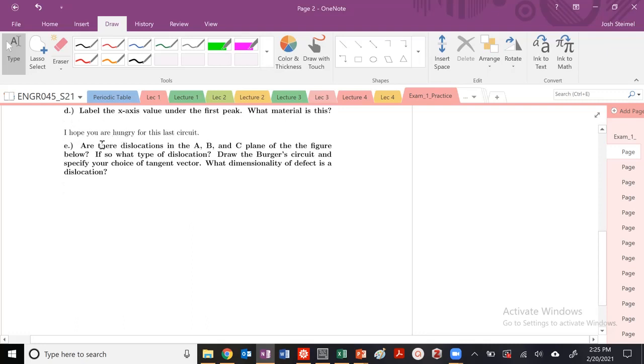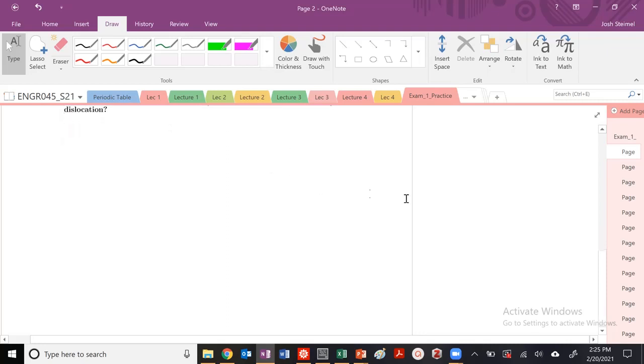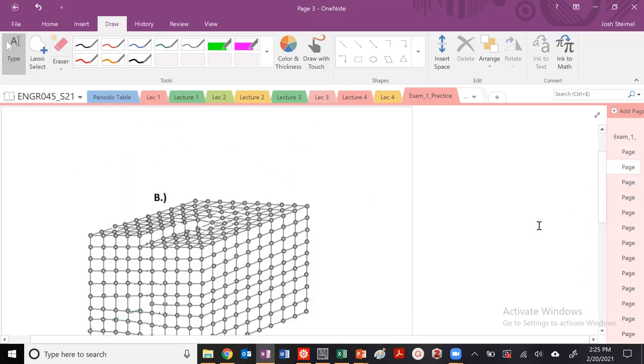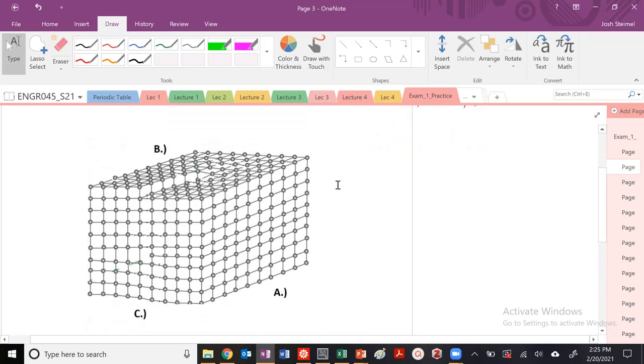Now for the last part, the Burgers circuit. So there are dislocations. Are there dislocations in A, B, and C? If so, what type of dislocation? Draw the Burgers circuit and tangent. So remember, when we're drawing the Burgers circuit, we're going to do our start to finish right-hand circuit. So we need to define our tangent, and then we'll work from there.